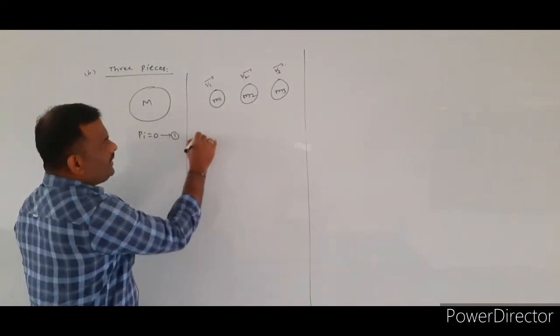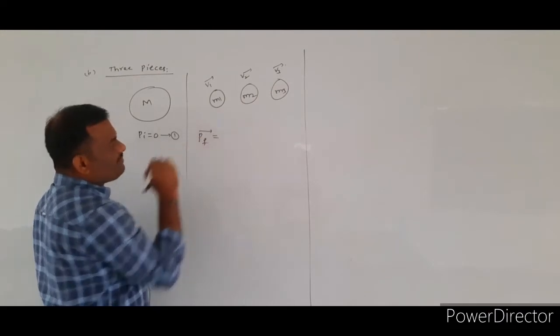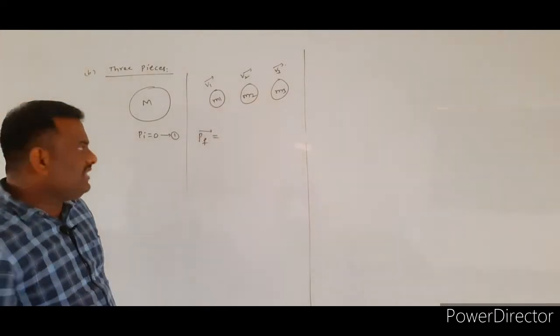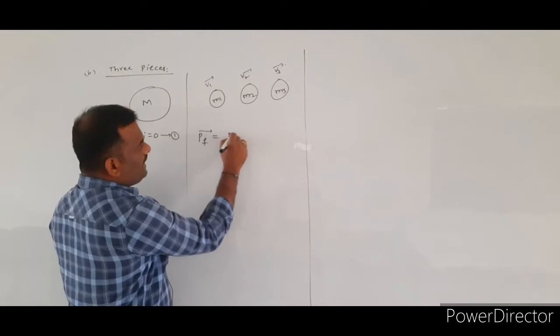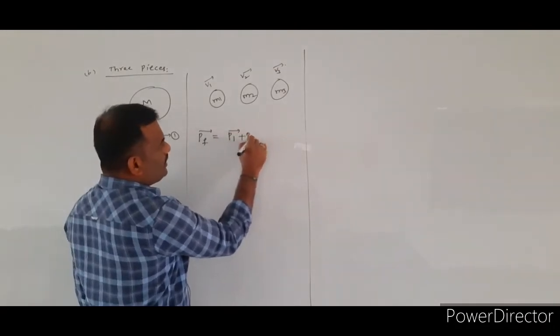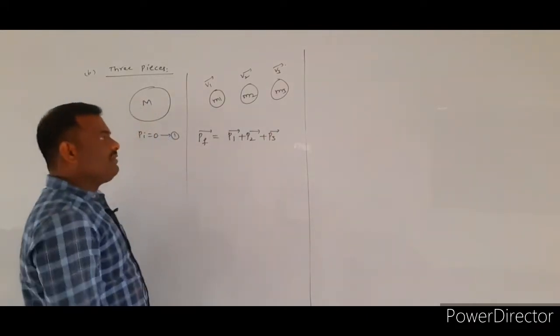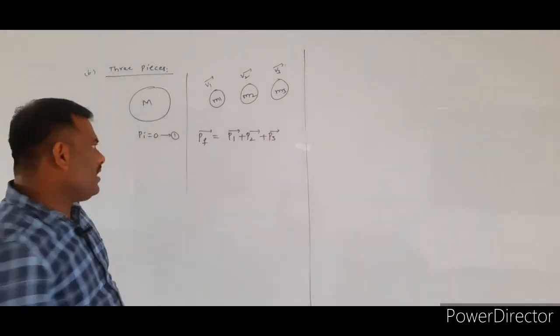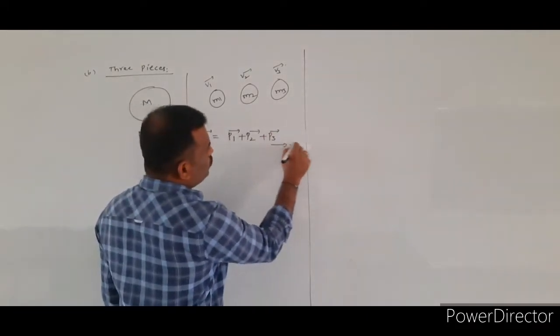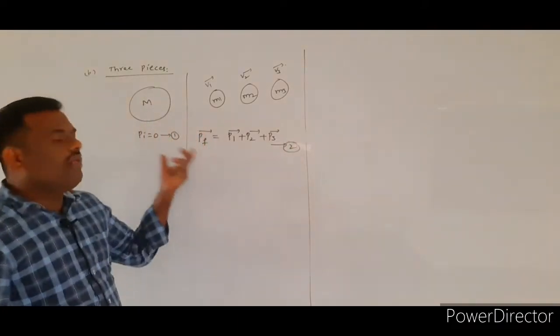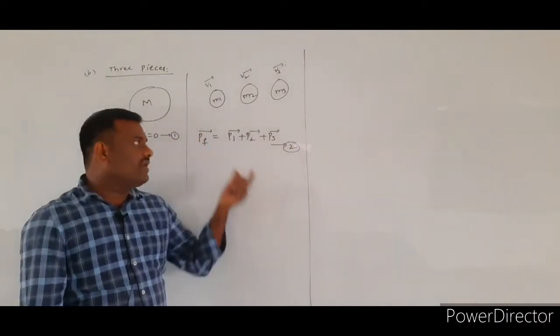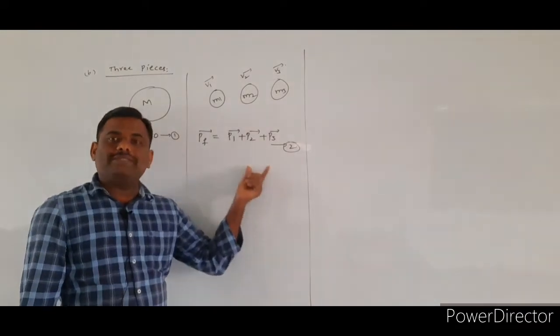So we will write the final momentum of the system is equal to P1 bar plus P2 bar plus P3 bar. Let it be equation number 2. So the final momentum expression is equal to P1 bar plus P2 bar plus P3 bar.